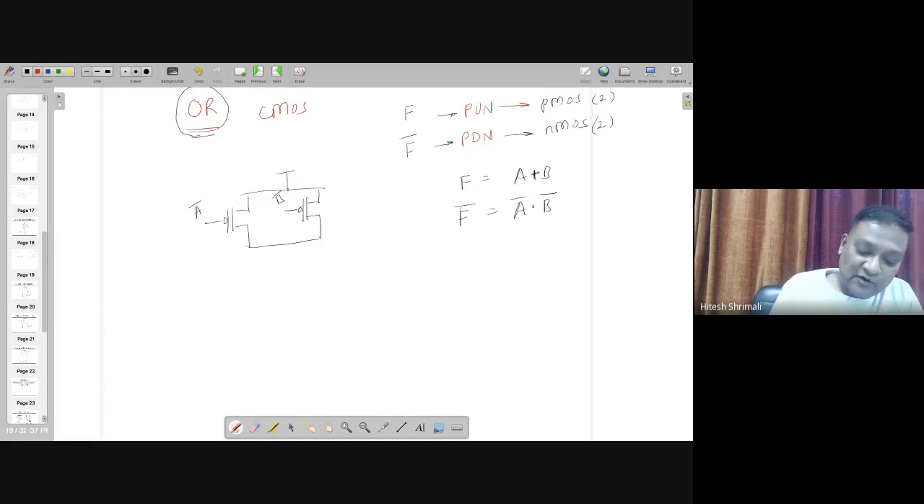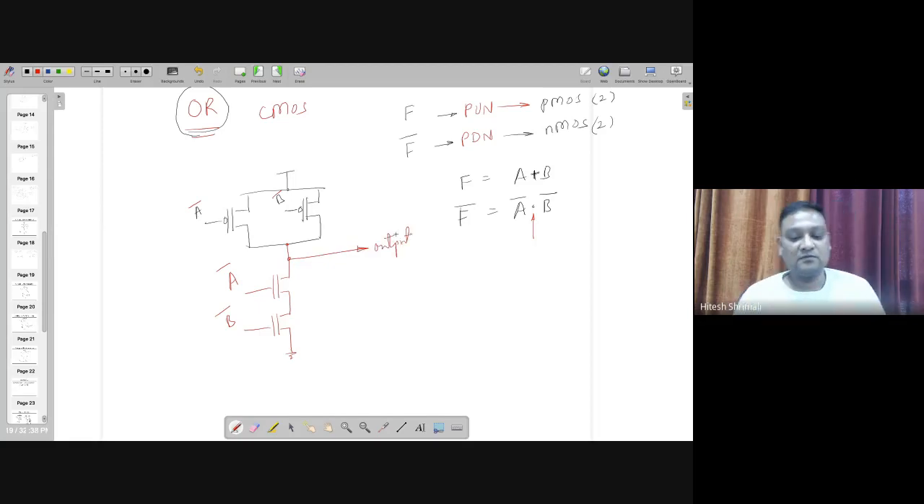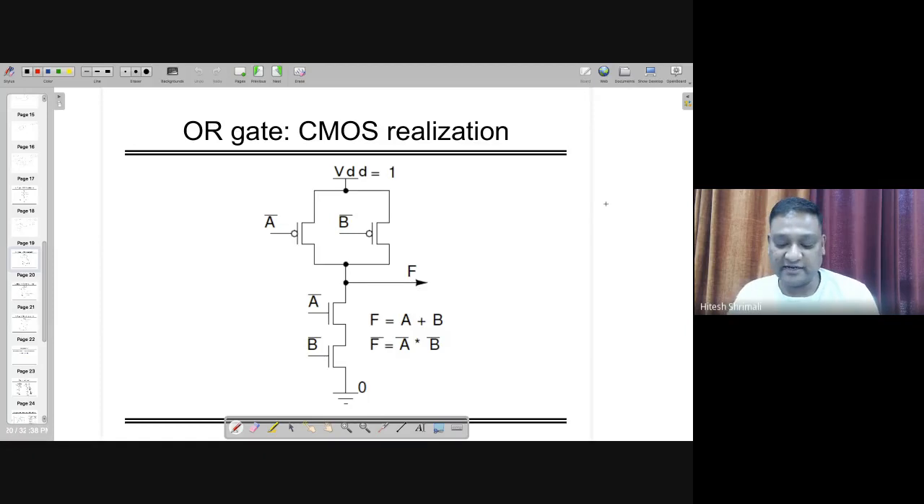Now we are interested in finding the power down network, where it's AND logic, meaning two transistors will be in series like this, whose inputs are A bar and B bar, and from the middle you can take the output, right? I believe you might not have any problem understanding that. Other than that, let's make a NAND gate.